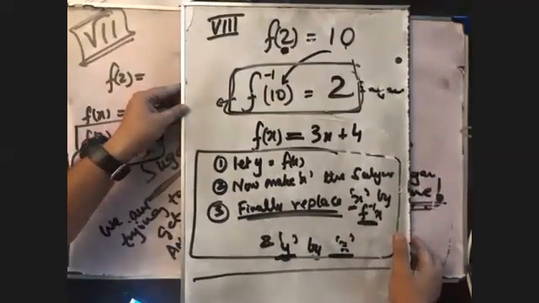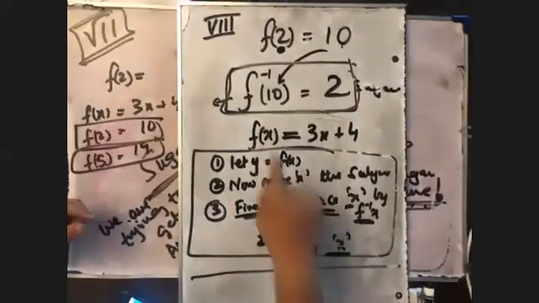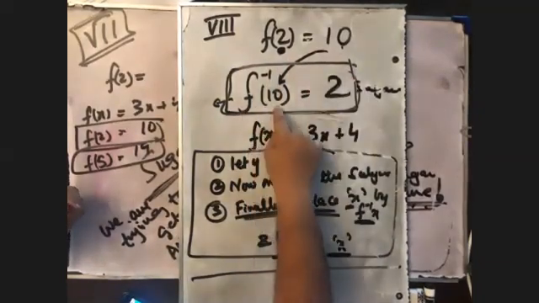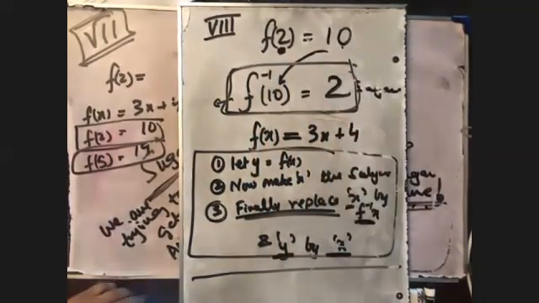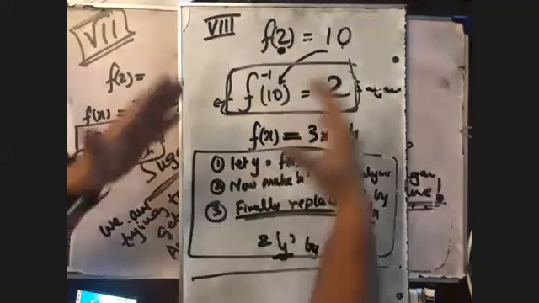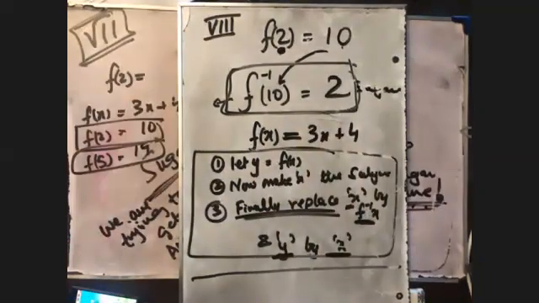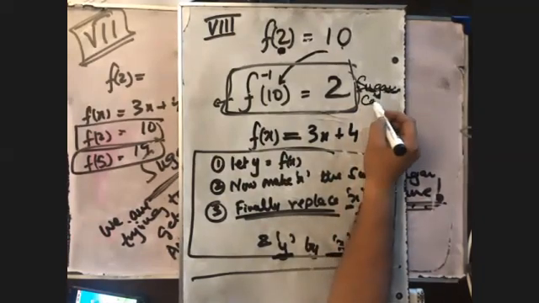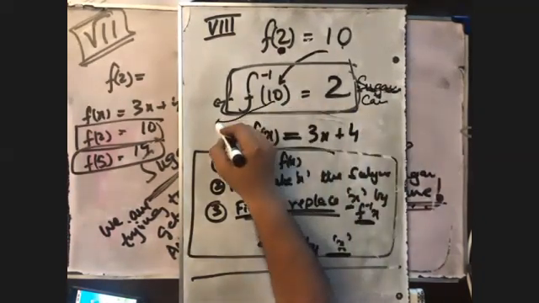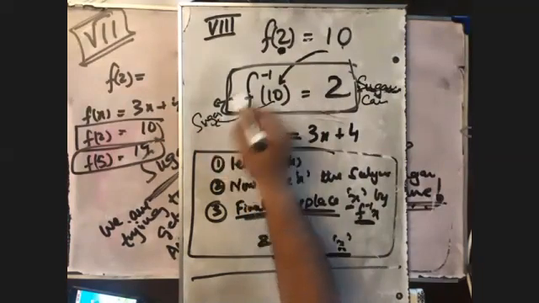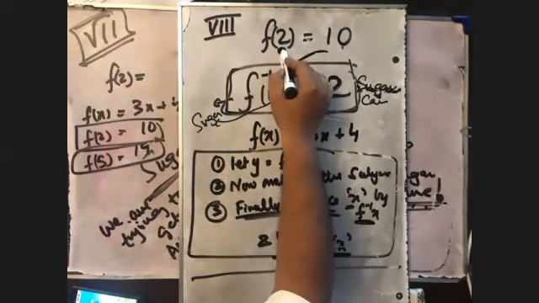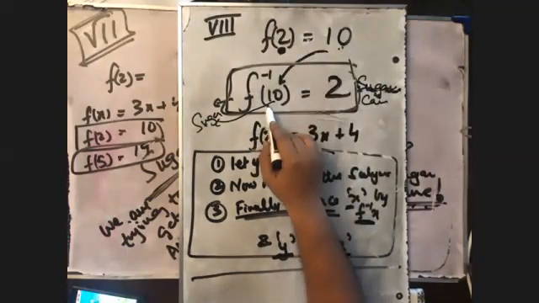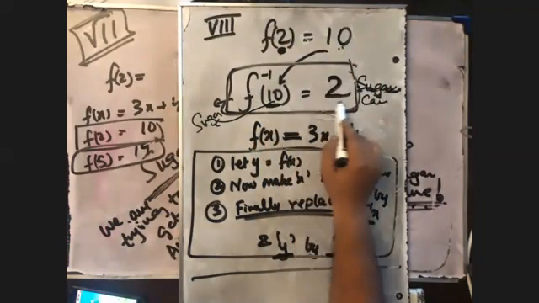Now I'm jumping from there to board number 8. Board number 8 says f(2) is equal to 10. So f inverse of 10 must be equal to 2. I'm telling you the theory right now. This was sugar cane and this was sugar. Inverse function: you put the sugar inside and you get sugar cane.